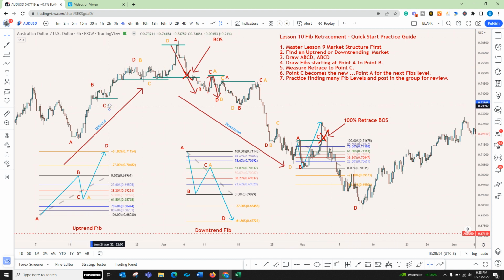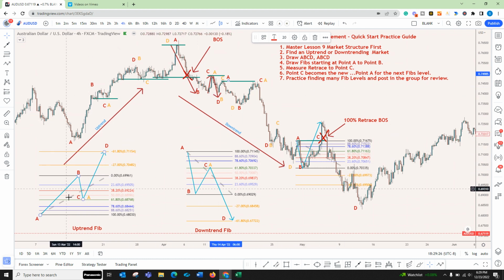So I want you to draw A, B, C, D, and I want you to keep repeating that. When we go for a downtrend, we have A, B, C, D, and then the old point C becomes the new point A. So A, B, C, D, and then you can change the color, A, B, C, D. Okay, I think you understand that. So uptrend A, B, C, D, and then downtrend A, B, C, D. And then I want you to quickly look right here.